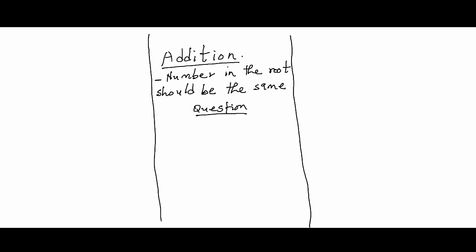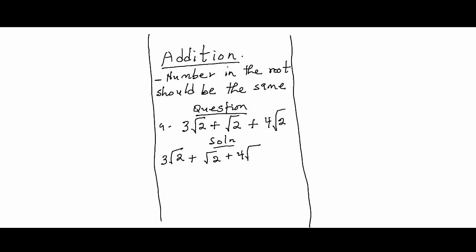You have to find the value of 3 root 2 plus root 2 plus 4 root 2. So we have to find the value of 3 root 2 plus root 2 plus 4 root 2. So how are we going to tackle this? So we have 3 root 2 plus root 2 plus 4 root 2.